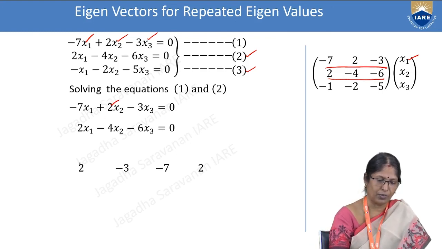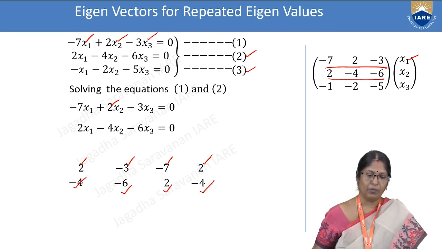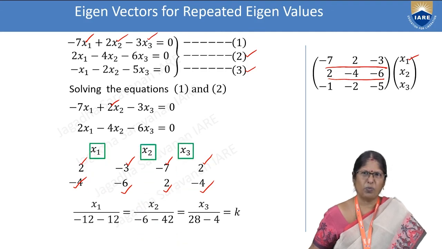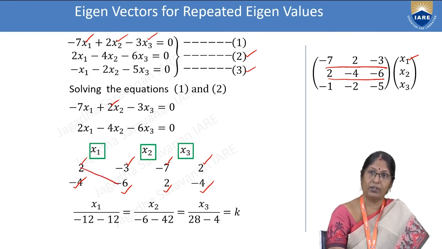So here the first step: plus 2, minus 3, minus 7. Where we started, we will be ending. Now with this also: minus 4, minus 6, 2, minus 4. x1, x2, x3, you can see in this rectangle. Now cross multiplication, simple. For x1, cross gives minus 12: minus 4, minus 3, plus 12, so minus 12. Next, x2: this cross is minus 6, here cross is plus 42, but minus of cross, so minus 42.